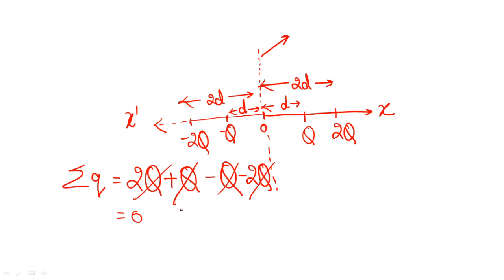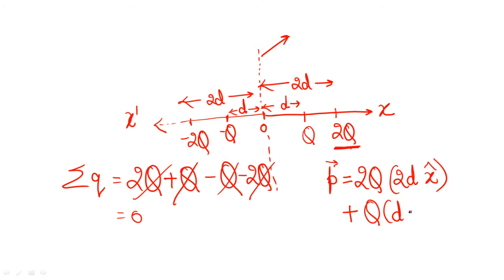And why it is important to check it, I will tell you. So a monopole does not exist here right now. Let's work on the dipole. When we work on the dipole, we have to find the dipole moment first. To find it, you will consider charge 2Q at a distance 2D from the center along the positive x-axis, so 2Q times 2D x cap, plus another charge Q at a distance D along the positive x-axis.